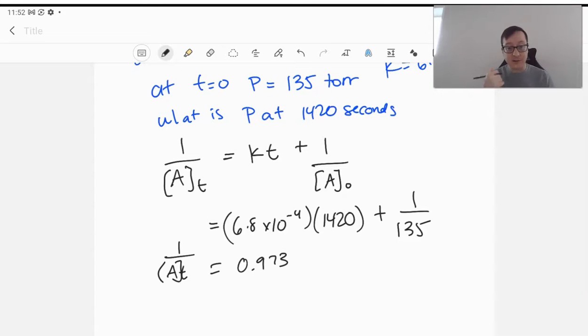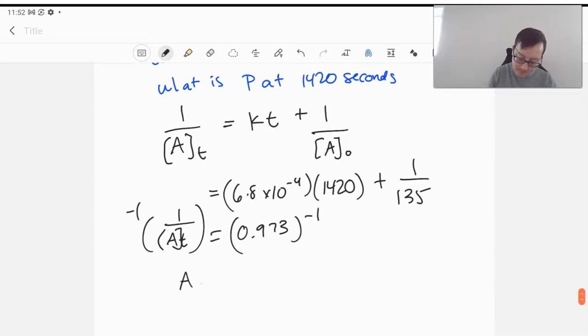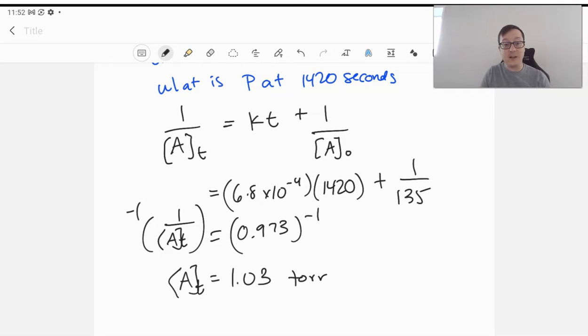So we just need to do the inverse of this. If we raise this to the negative 1 power, we're going to get A at t, our concentration. So 1 over our answer, we get 1.02, I guess 1.03 with proper rounding, and so that would be our answer here. In this case, we have very little pressure left, because in second order, we tend to see things depleting faster, right? Because it's related to the square of the concentration, so we have very little pressure left at the end here. But the way of solving it is essentially the same, just plug in stuff.